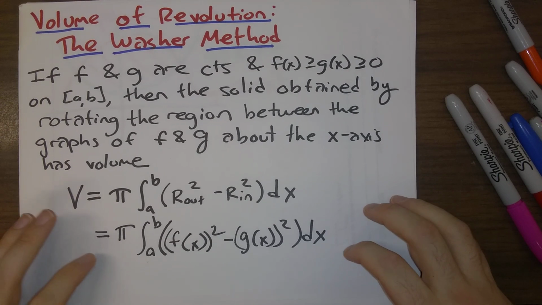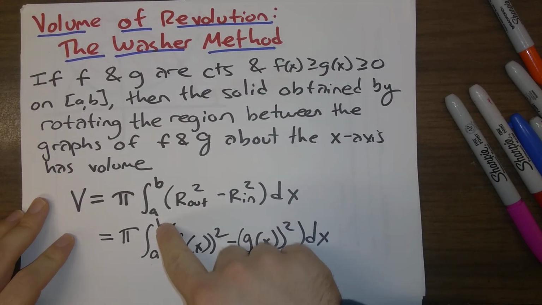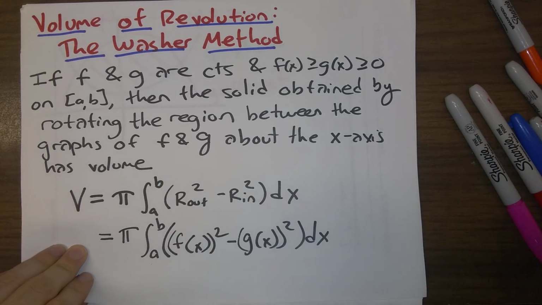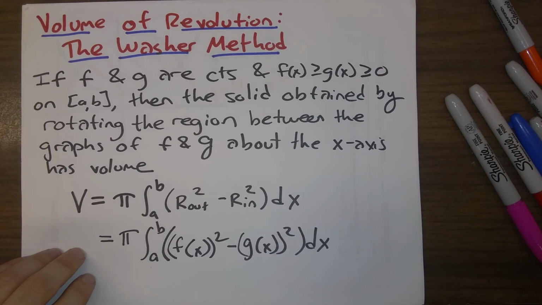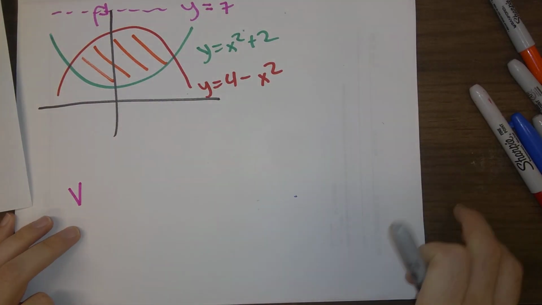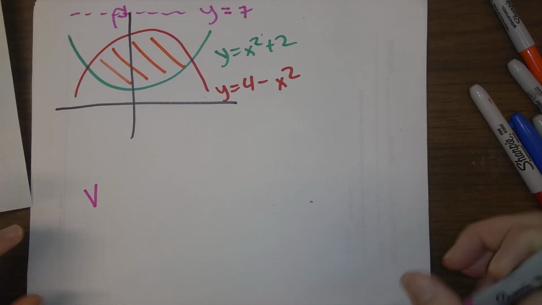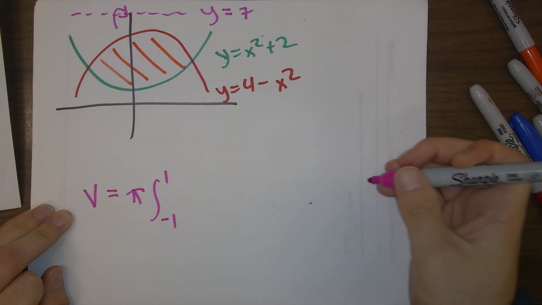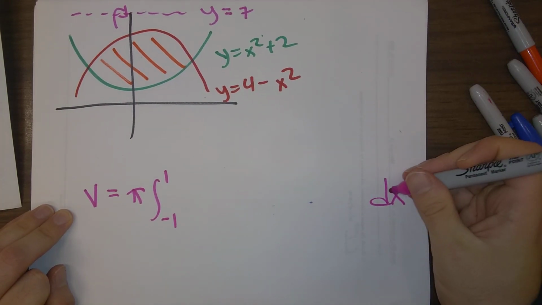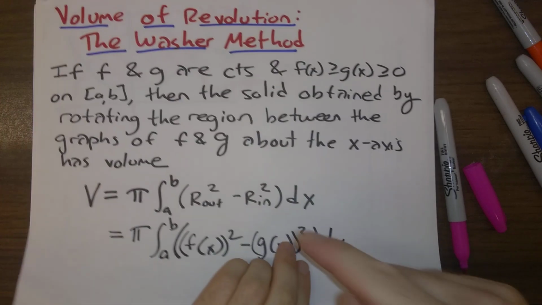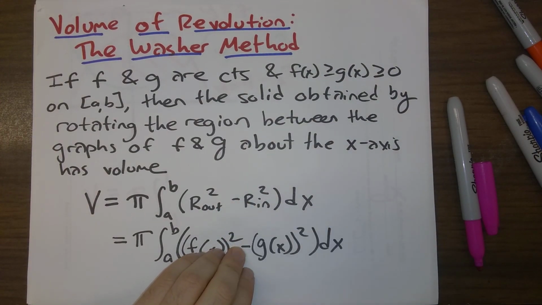Now we're going to use the same exact formula, and we already did the work in the previous problem, we know that a and b here are minus 1 and 1. So let's see, this is giving us V is pi times the integral from minus 1 to 1 of stuff for us to fill in. And now the tricky thing is, what is our outer radius and what is our inner radius?